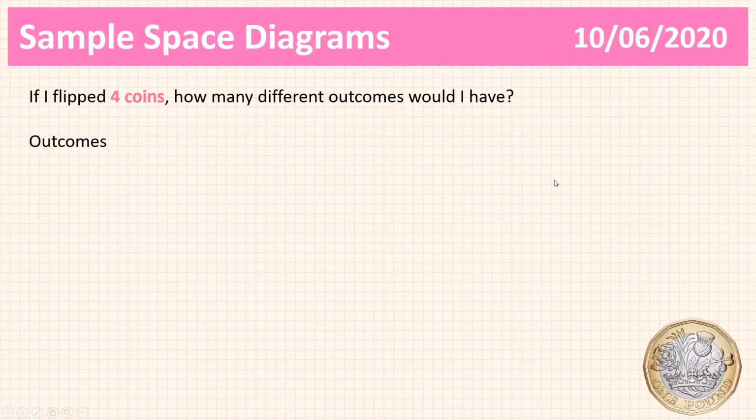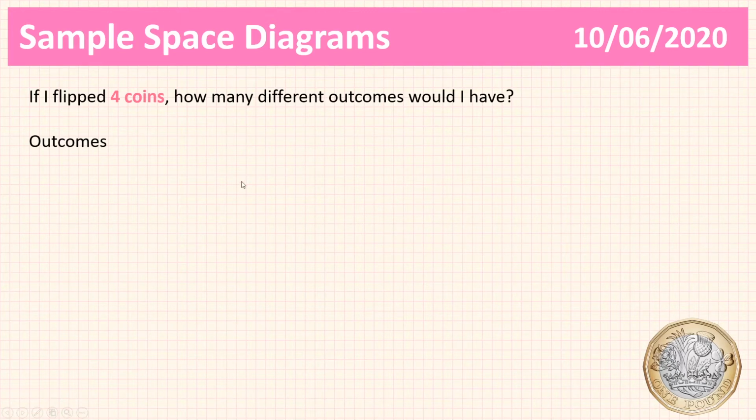So here's what I'd like you to do. Pause the video and think to yourself, what happens if I flipped four coins, or if I flipped one coin four times? What would the outcomes be? Pause the video, have a think. Okay, I'll help you out a little bit.